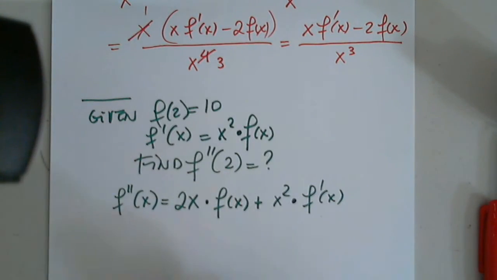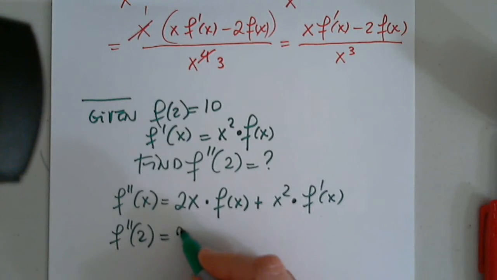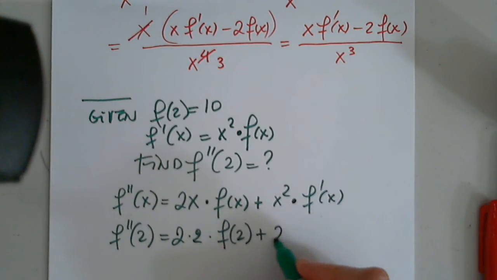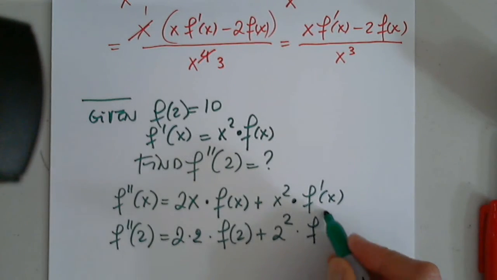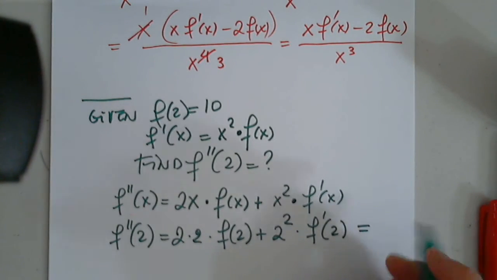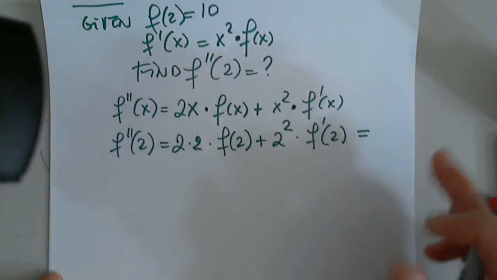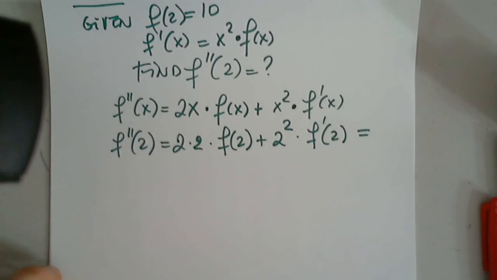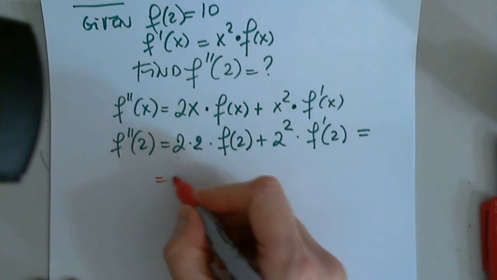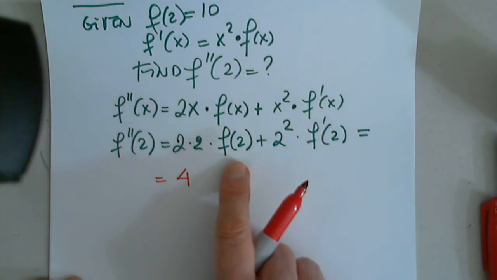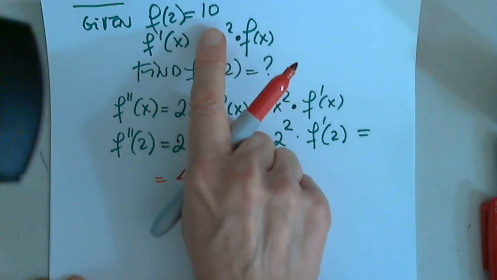Now I can plug in 2 everywhere. So the second derivative of 2 will be 2 times f of 2 plus 2 squared times f prime of 2. Excellent. I wasn't saying excellent to myself. I was saying excellent to you. Okay, so then this will be 4 times f of 2. But how much is f of 2?